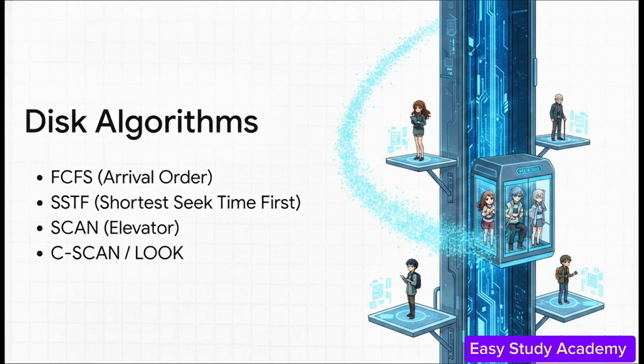Moving right along to Section 4, Disk Scheduling Algorithms. You really need to memorize the behavior of these algorithms to minimize disk head seek time. You've got first come, first served, which is super fair but pretty slow. Then shortest seek time first, which is faster, but you guessed it, can lead to starvation.